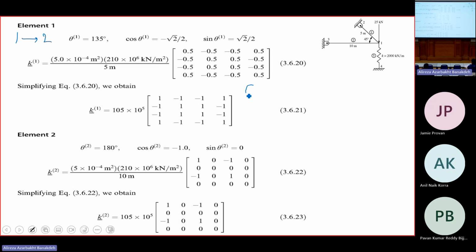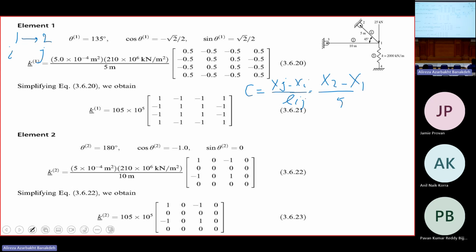That's why I'm saying C is equal to, see, this is i, this is j. C is xj minus xi divided by Lij. Means x, you tell me. X, louder, everybody together. X2, don't be shy, scream. Minus x1 divided by 5 meter.